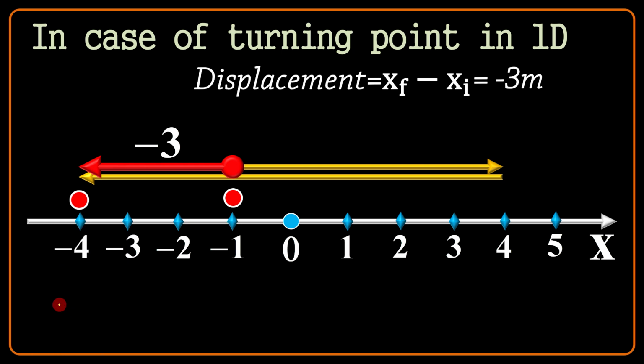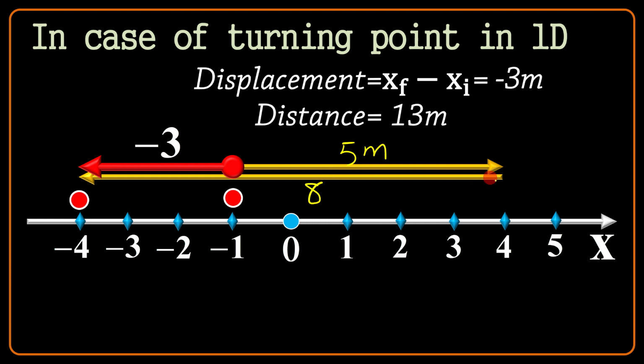Finally, I can find the distance traveled. Distance is 13 meters. Why? Because the object travels for 5 meters and again 8 meters here. So generally, it must have 13 meters, the length of the journey.